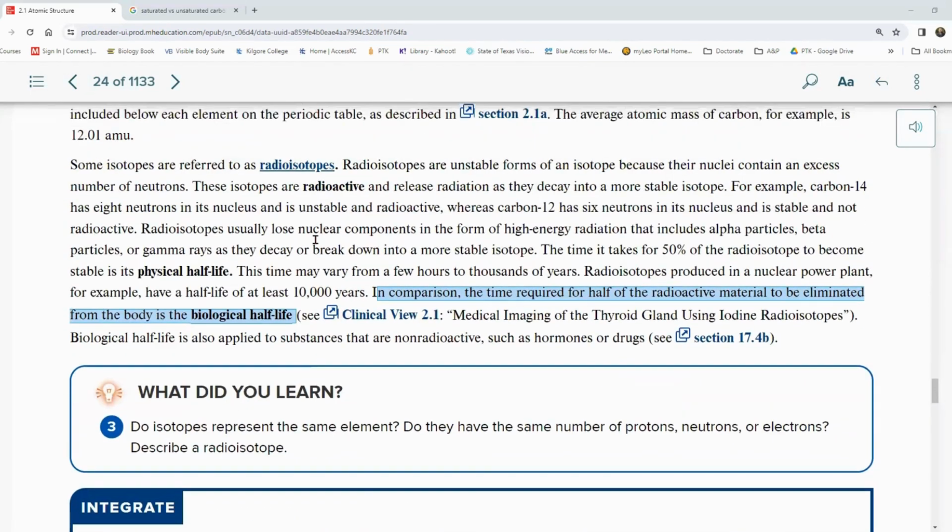When it comes to radioisotopes, essentially, these isotopes are radioactive and release radiation as they decay into a more stable isotope. So carbon-14 is actually an example of that, and that's what we use for dating. In comparison, the time required for half of the radioactive material to be eliminated from the body is referred to as biological half-life. So that is how they're actually able to track back how long something has been dead or how long ago it lived.